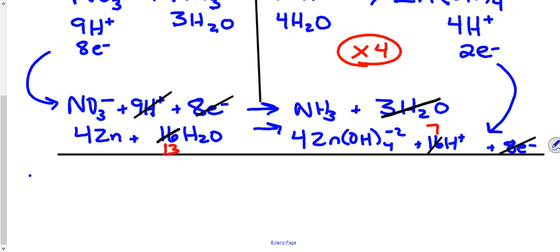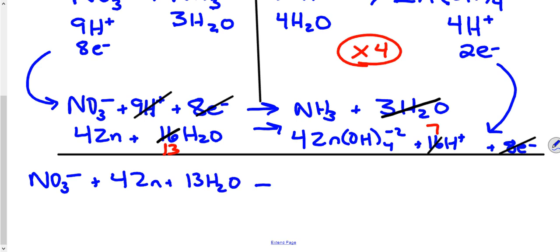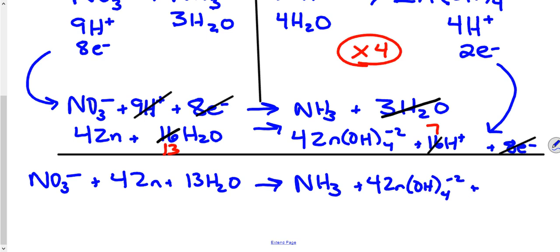Okay, so I will have an NO3 minus. The protons are gone, the electrons are gone. I'm going to have 4 zincs, and I'm going to have 13 water molecules. And on the product side, I'm going to have an ammonia, NH3. These waters are gone. I'm going to have 4 of those zinc hydroxide ions. I'm going to have 7 protons.